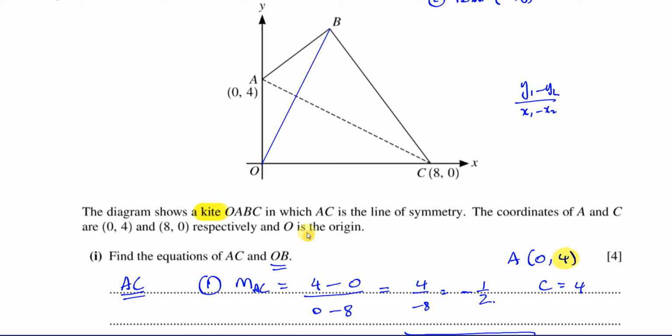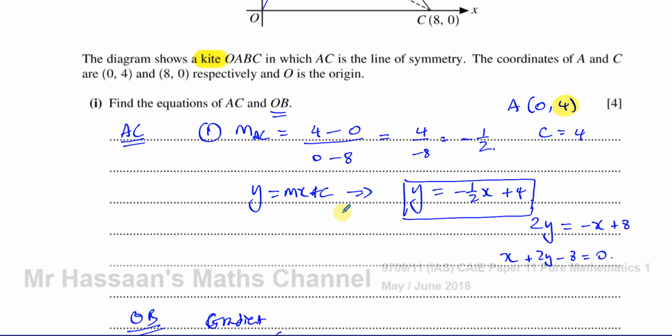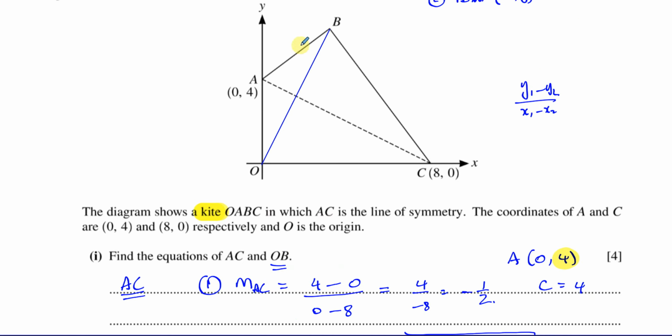First of all, we need a point on the line, which we have. So we need to find the gradient, which I'll discuss in a minute. We have to find the gradient of OB, and we have to have a point on the line. Well, we have the origin, so 0, 0, that means C is going to equal 0 here in this case. So what is the gradient of this line?